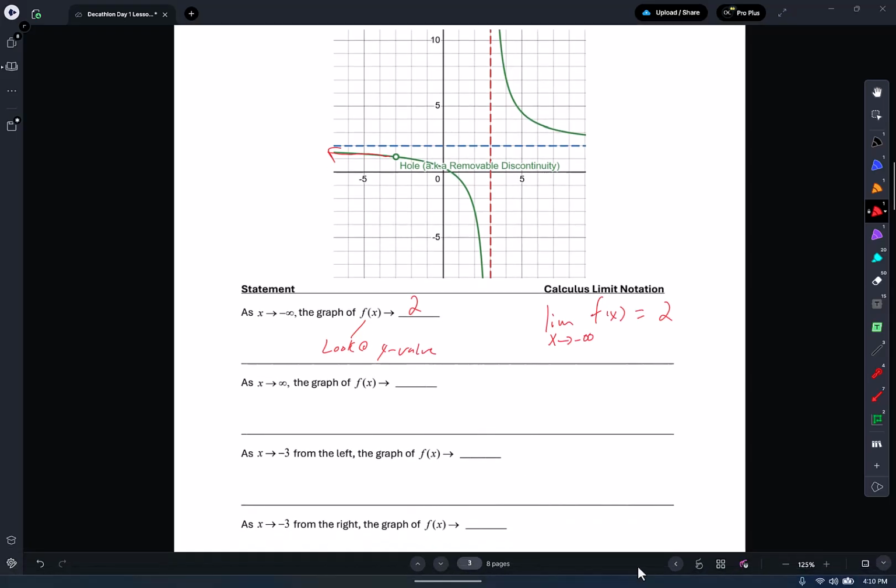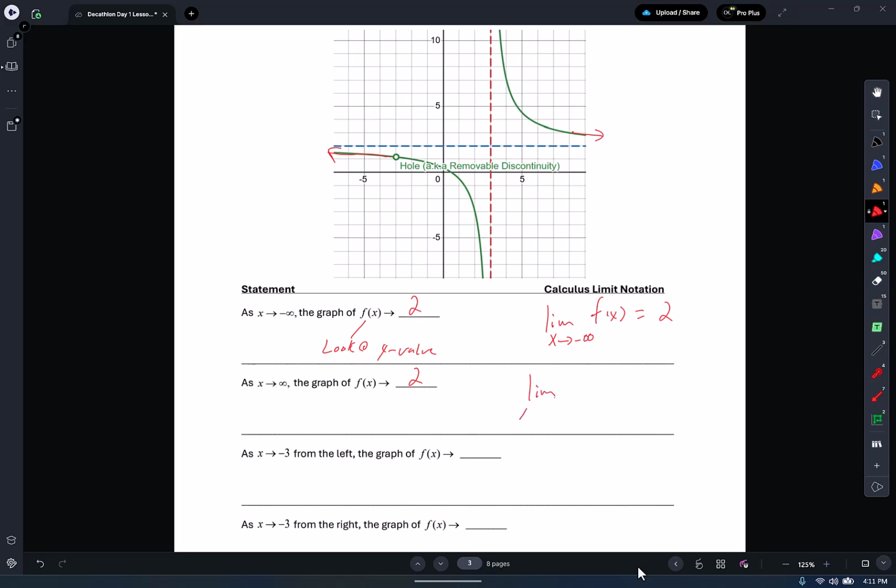What is happening as x approaches positive infinity? So what do you think, Hernandez? As x approaches positive infinity, what is that y value approaching? I'm approaching that blue dashed line. So what's the y value of the blue line? 2. There it is. How do I write it?